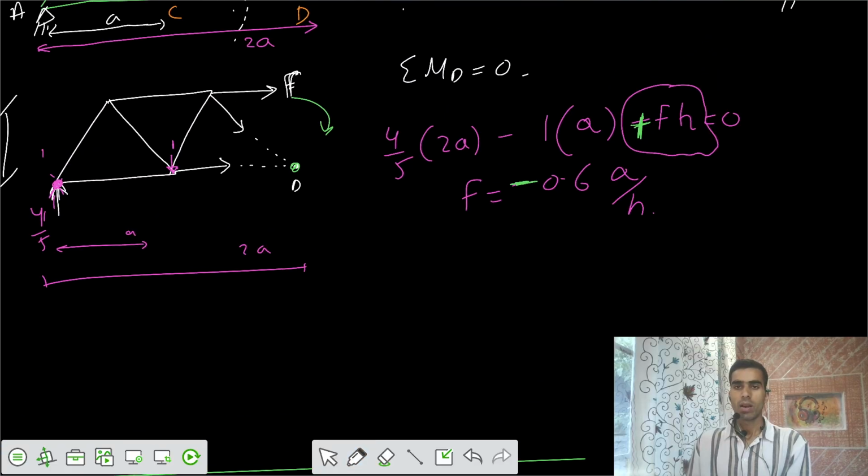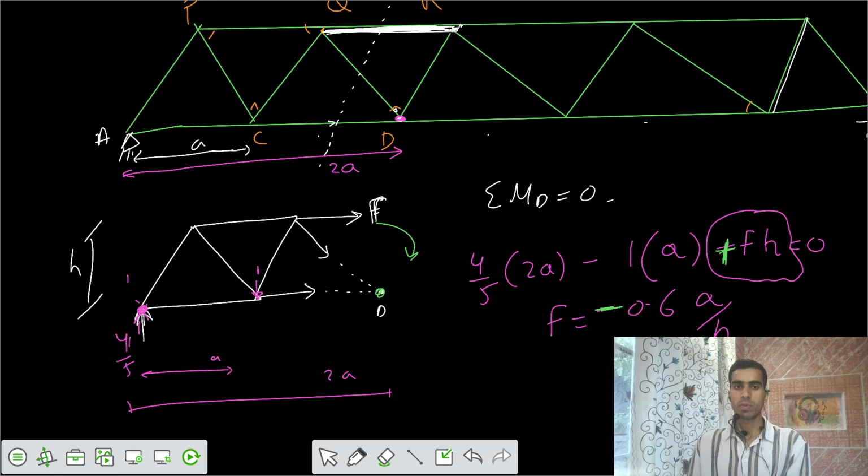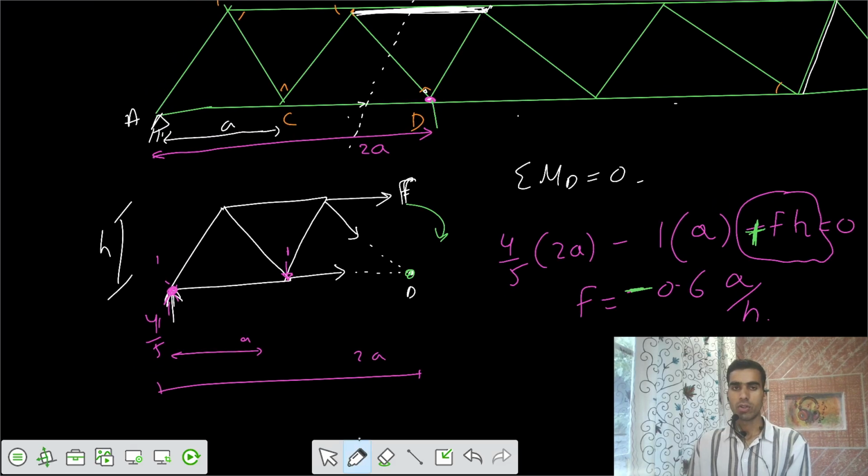After that, we have the third case, where the load is placed at point D. Now the unit load is placed at joint D. If the load is placed at joint D, what would the reaction developed at point A be? Would that be 3 by 5? This is 2A, this is 3A, and the reaction would be 3A by 5A. So the reaction is 3 by 5.